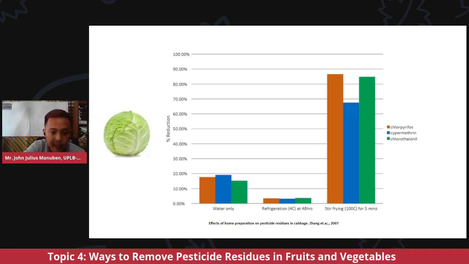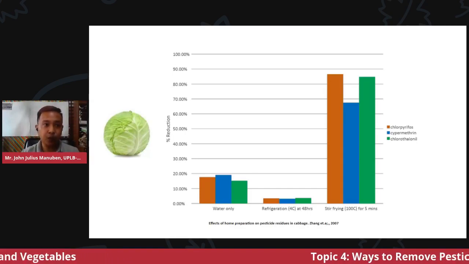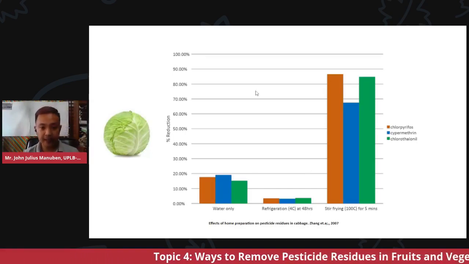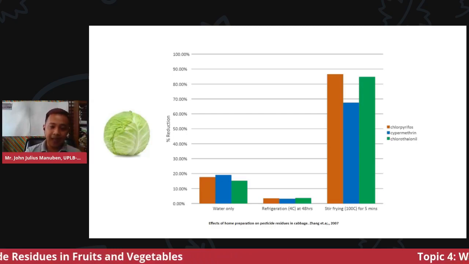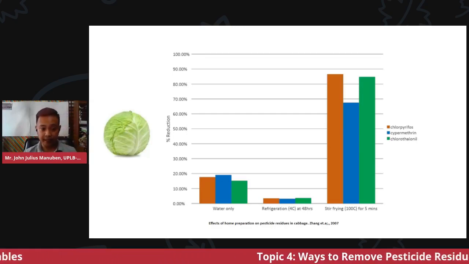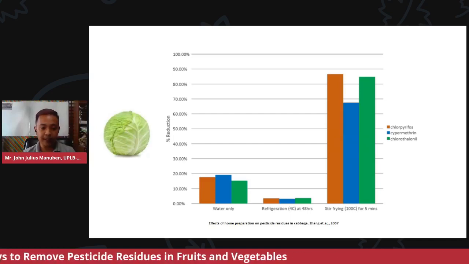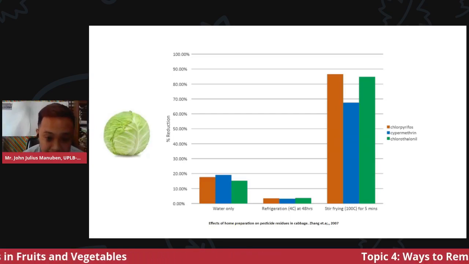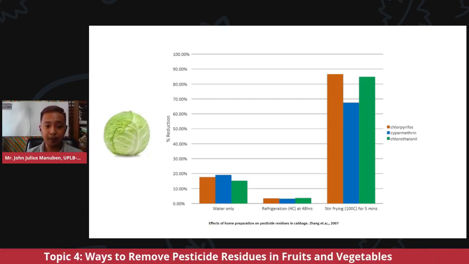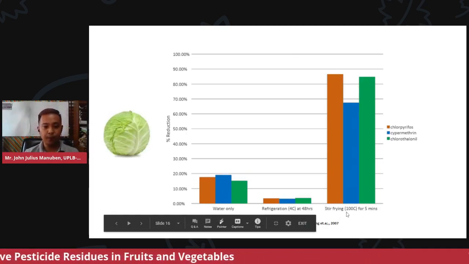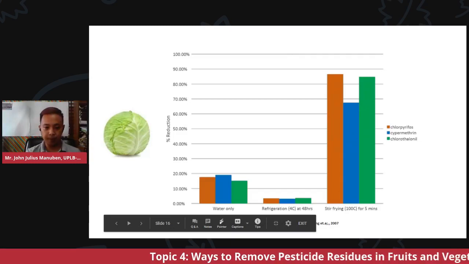So dito sa cabbage, ang treatment na ginawa is water only, refrigeration. So at 4 degrees Celsius, nasa labas lang to, wala to sa freezer, and then stir frying. So 3 pesticides, chlorpyrifos, cypermethrin, and chlorothalonil. Mataas, pinakamataas ang reduction sa stir frying. So application ito ng heat for 5 minutes. And then washing with water, mataas pa rin siya kumpara dun sa refrigeration for 4 degrees Celsius at 48 hours. So, masasabi natin dito na ang degradation ng pesticide ay dependent sa temperature. So, pag mas mataas yung temperature, mas mabilis siyang na-degrade kaysa sa mas mababang temperature. Next, please.